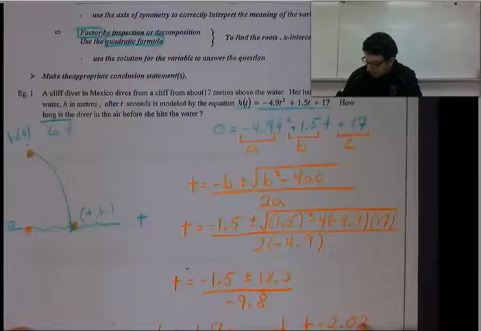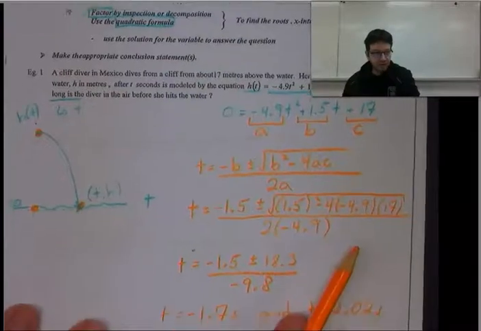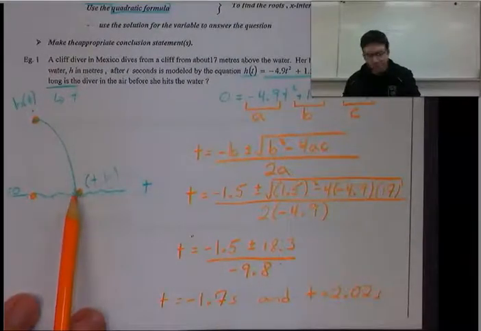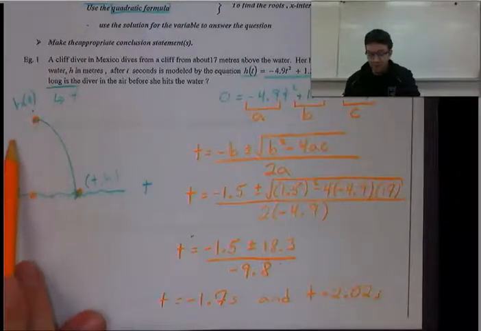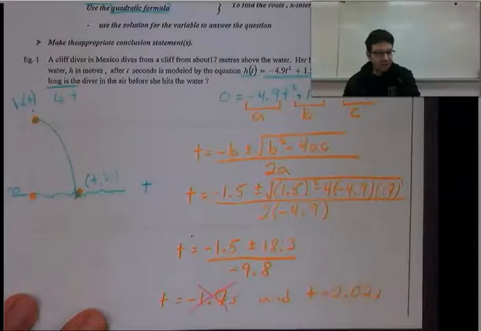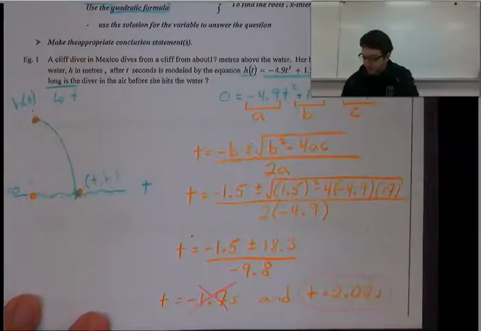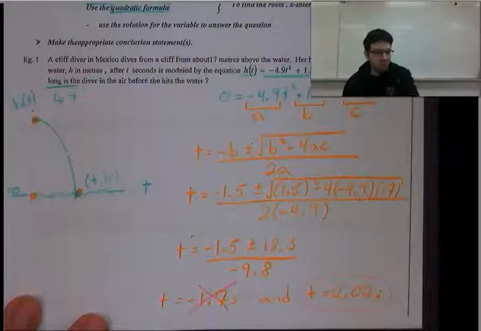2.0 seconds. So you need to ask yourself, well, which one is this talking about? It doesn't make sense that this one's talking about the negative 1.7 because that would be going backwards in time here. So this cannot be talking about that one. So let's cross that one out. So it must be talking about this one. So there's our answer to the question. The diver is in the air for 2.02 seconds.